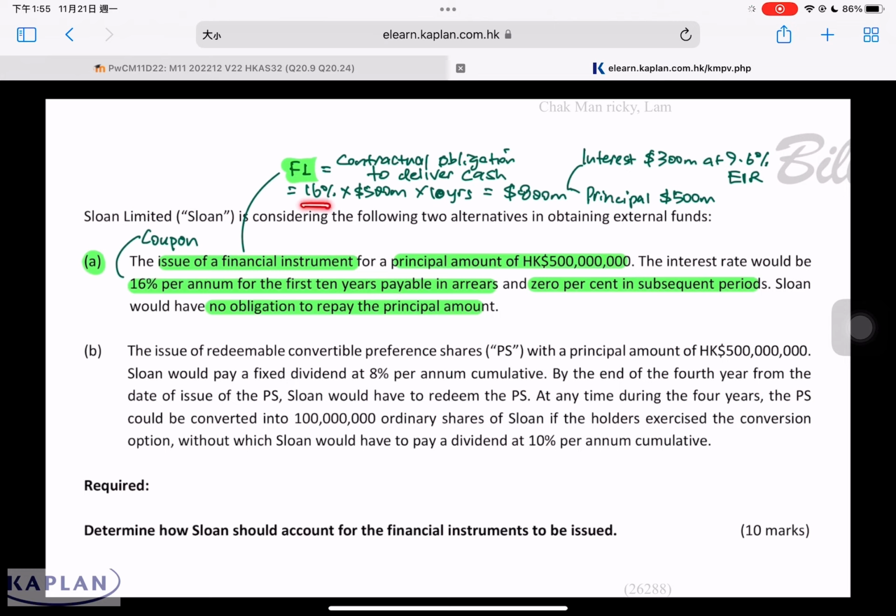Every year they must pay 16%. In total, they have to pay $800 million. 16%, we call this the coupon rate. But effectively, the interest is only $300 million. This $300 million over 10 years, effectively is only 9.6%. We call this the effective interest rate.